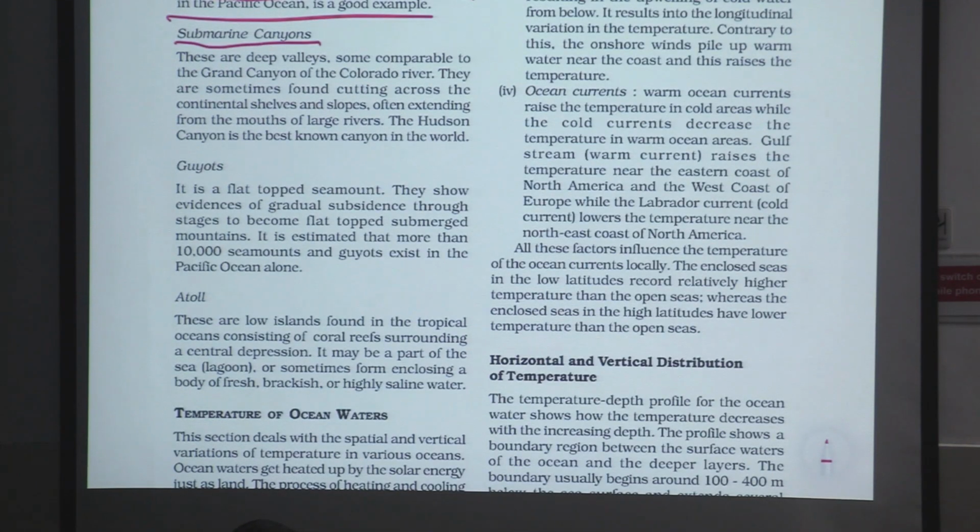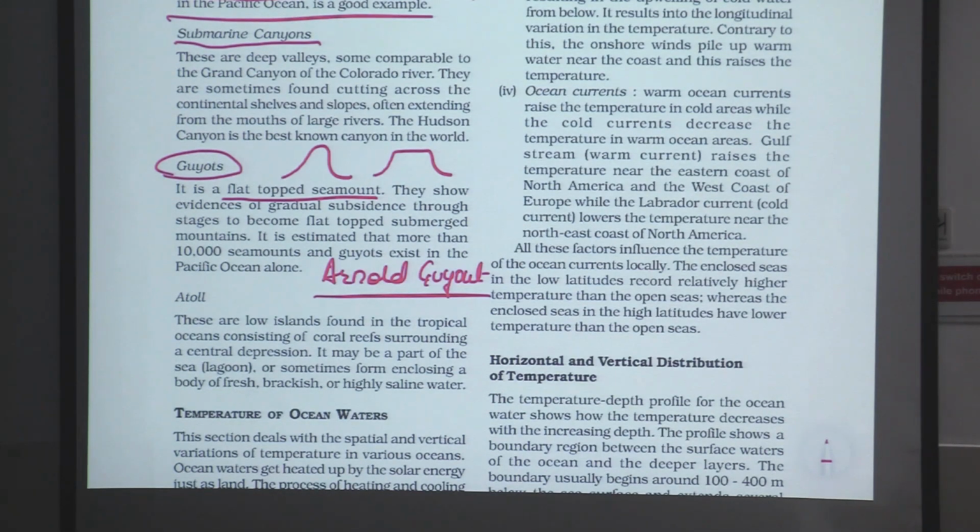Submarine canyons, we have learned it. This is a new term which I have not mentioned. Basically, any seamount which is conical and any guyot which is flat topped. The name is coming from Arnold Guyot, American oceanographer who has recognized it. So flat topped seamount. So which are the major features that I see with the ocean?